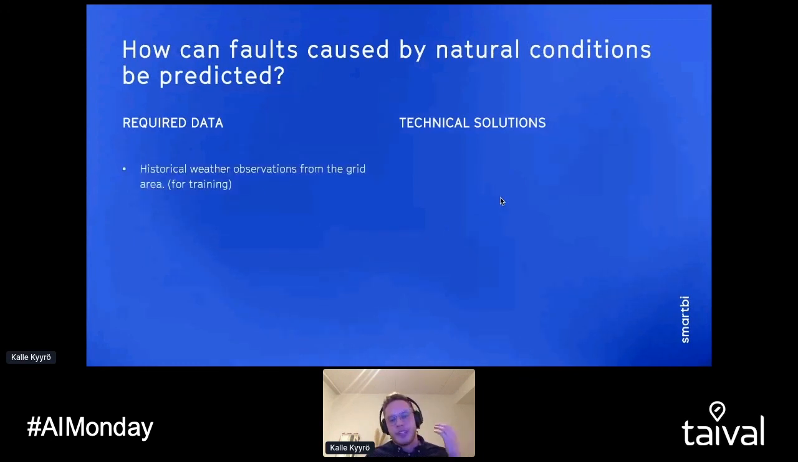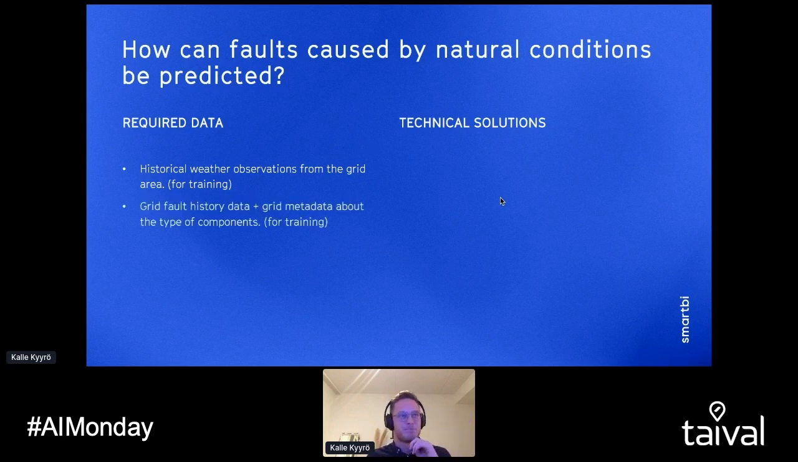First of all, the data that we need from the grid area for which we want to predict the faults and outages: we need weather observations from history. Typically, it might be something from the past few years, at least a year, to be able to cover the different seasonal variation. And this data we can then use to train the models.